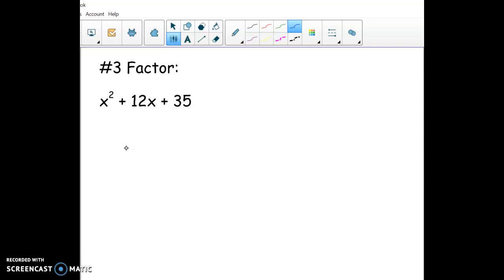Okay, again, pause the video, give this one a shot. Okay, trinomial, there's no GCF. You should be looking for that first on every question. But because of the x squared, we're just going to do x and x. And then the other two numbers have to multiply to the 35 and add up to the 12.